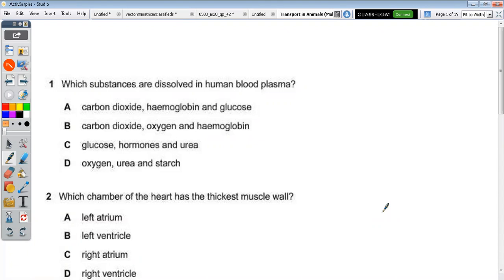See, oxygen is wrong, because oxygen, remember, goes to the red blood cells. Then starch is also wrong because starch is digested in the small intestine, and it's now glucose. It can only be absorbed in the blood as glucose. Clear now? So that's the correct answer.